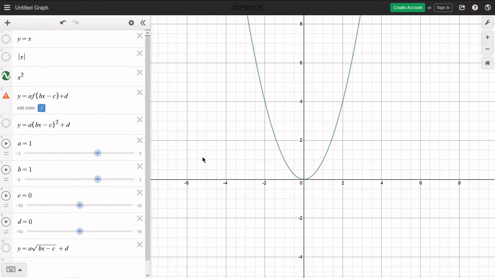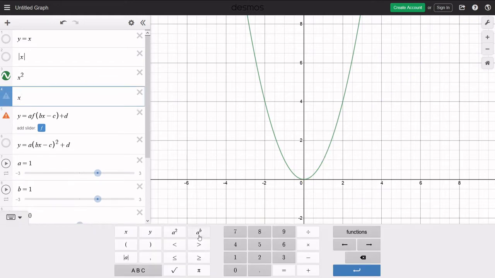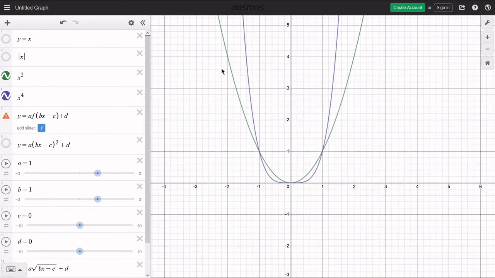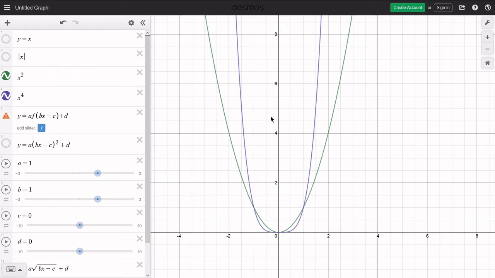And this is a very common graph to use in mathematics. It's very, very useful in a lot of weird ways. Also, x to the power of 4 is very similar. You can see that it's a little bit shallower. The green is x squared. The purple is x to the 4th. It's flatter more at that minimum point right there, and it goes up higher sooner.